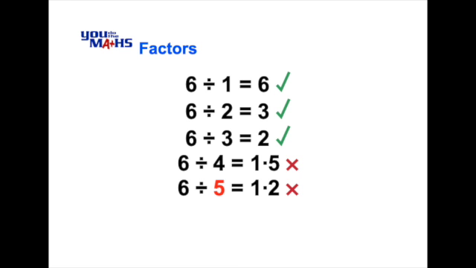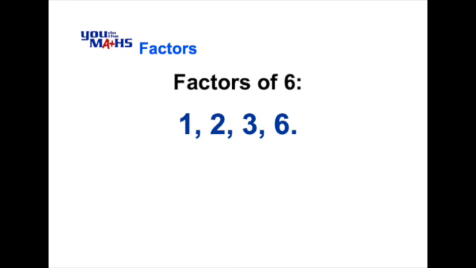And the last number to consider is 6 divided by 6, which equals 1, so every number is a factor of itself. Now we know not to proceed beyond there because 6 divided by 7 will automatically have a remainder, and same goes for 6 divided by 8, etc. So the factors of 6 are 1, 2, 3 and 6.